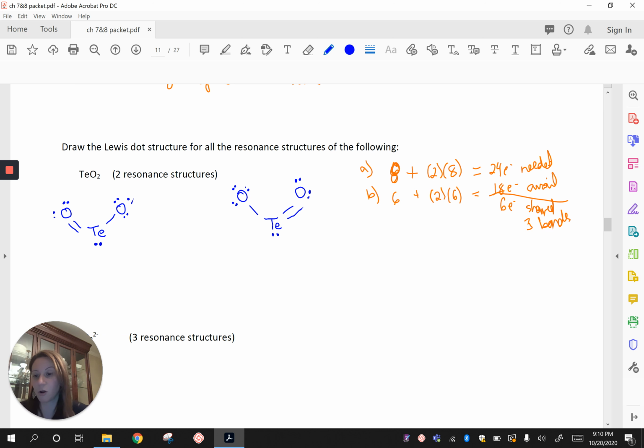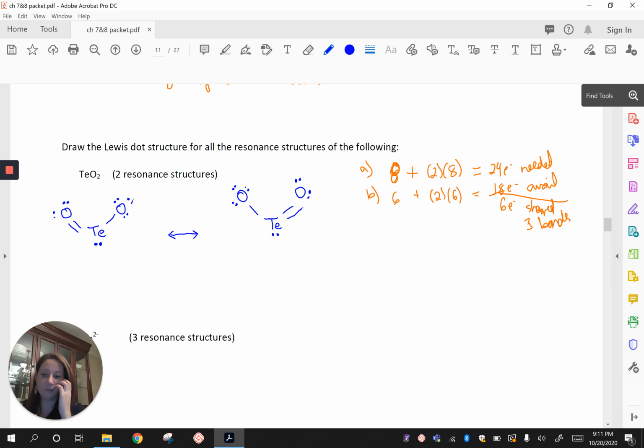Okay, let's check that we've drawn them correctly. You check by counting how many electrons you've drawn and checking that they're equal to the electrons available. So once again, I'm going to count by pairs, and if I want 18 total electrons, that means I need 9 pairs. So let's count together. 1, 2, 3, 4, 5, 6, 7, 8, 9. This structure is good. Let's check the other one. 1, 2, 3, 4, 5, 6, 7, 8, 9. The structure is good. So those are two resonance structures. Between resonance structures, we draw a double-headed arrow.